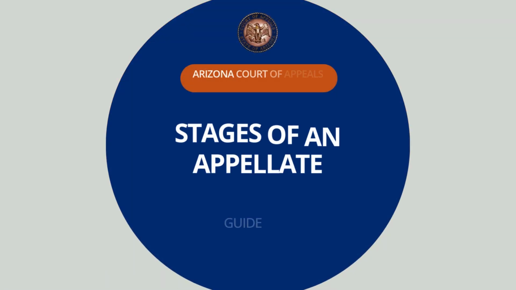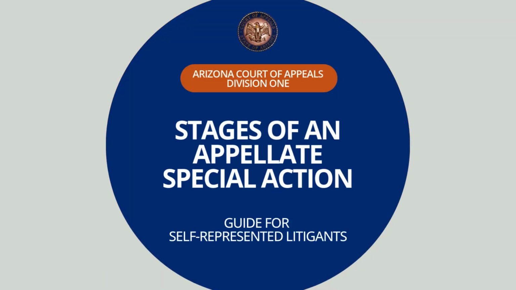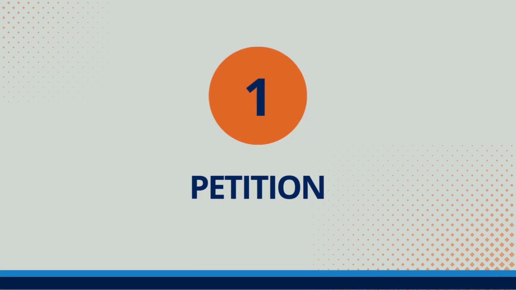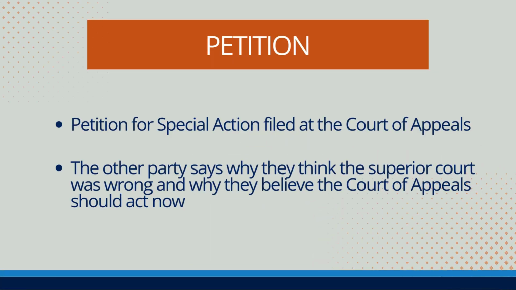This video explains the 7 stages of an appellate special action at the Arizona Court of Appeals, Division 1. An appellate special action starts when a petition for special action is filed at the Court of Appeals.